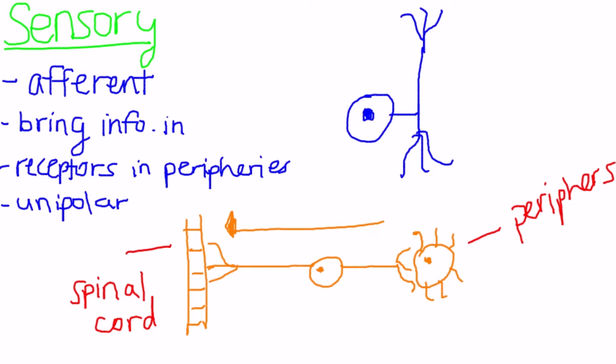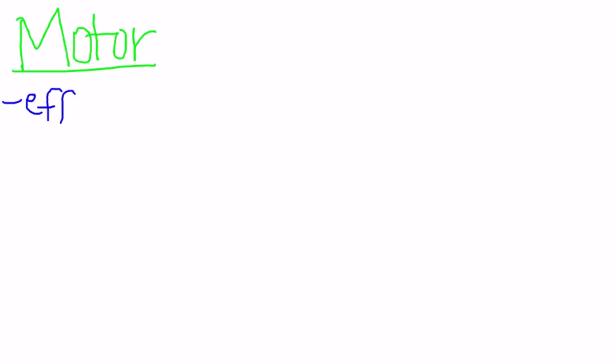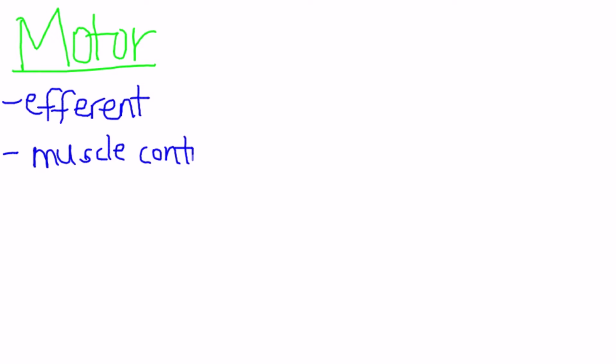So that's one type. Another type of neuron is called the motor neuron. Now, the motor neuron is referred to as efferent neurons, and they are mostly responsible for and control muscle contraction. Motor neurons are located in the cell bodies of the spinal cord, and they project information outwards towards the muscle in an attempt to contract it.